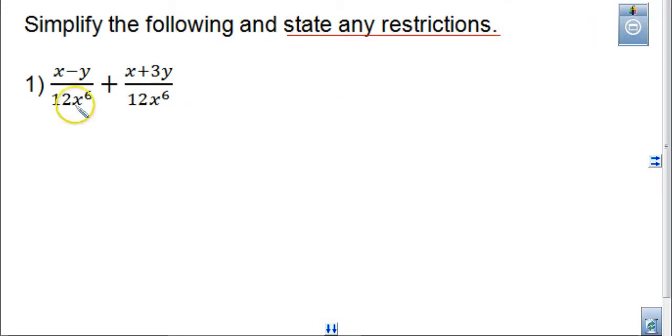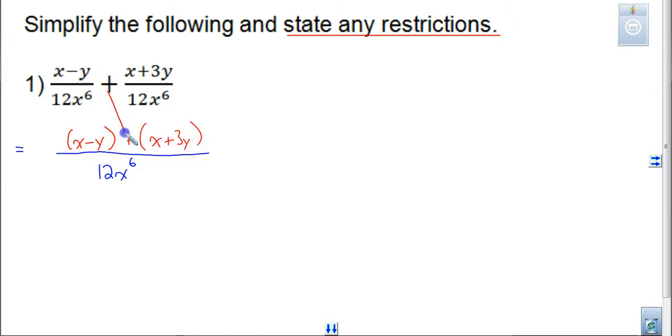Now, first thing I check for is, do I have a common denominator? Well, I do in fact have a common denominator for this problem, so that's going to save me a lot of work. So what I can do is, I can actually write this as one large expression with the same denominator, 12x^6, and my numerator is going to look like this. I'm going to have x - y plus x + 3y. So this plus sign, I'm adding together these two polynomials. I'm adding up the two numerators. So nothing's going to happen to the signs because I'm adding. The signs stay the same.